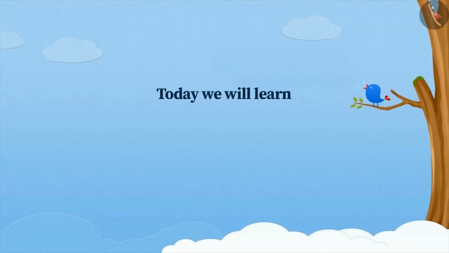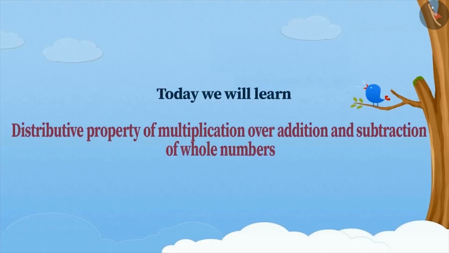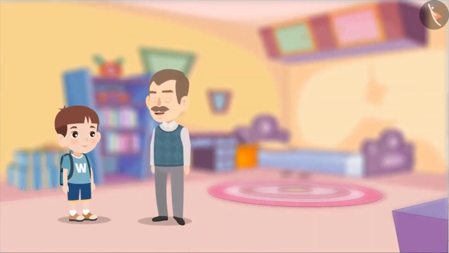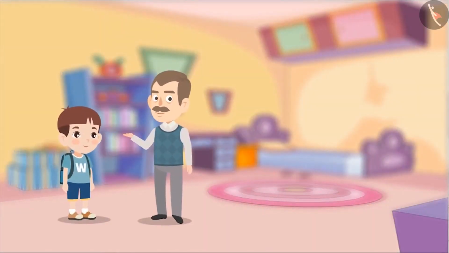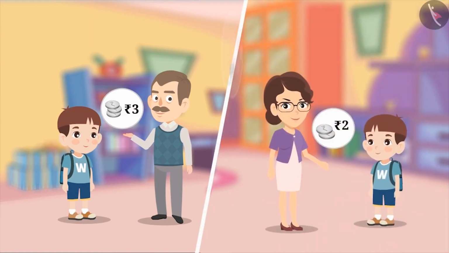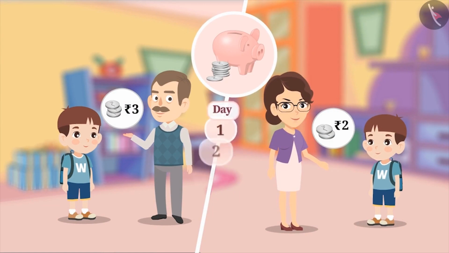Today, we will learn about distributive property of multiplication over addition and subtraction of whole numbers. Suppose your father gives you 3 rupees and your mother gives you 2 rupees every day and you collect them in a piggy bank. Can you find out how much money you would have saved in 5 days?